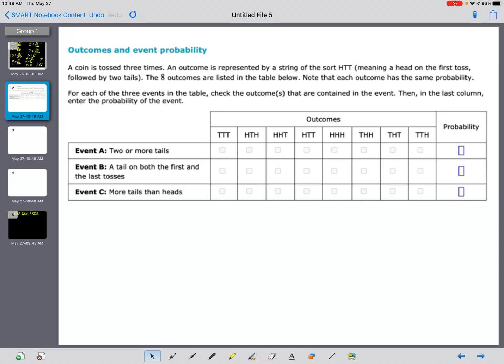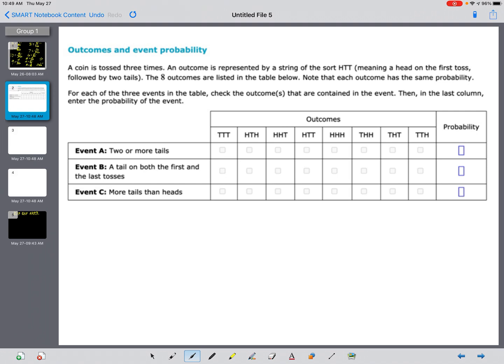A coin is tossed 3 times. An outcome is represented by a string of the sort HTT, meaning a head on the first toss, followed by 2 tails. So that's what HTT would mean with this shorthand notation. The 8 outcomes are listed in the table below. Note that each outcome has the same probability.